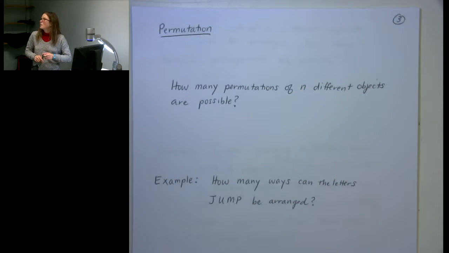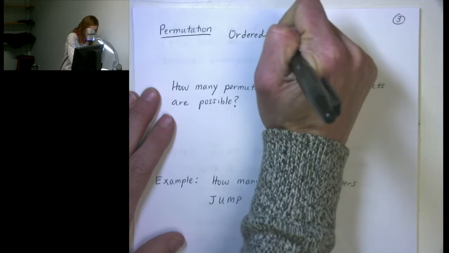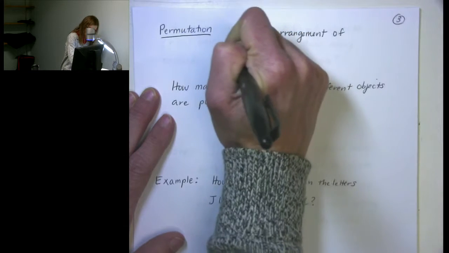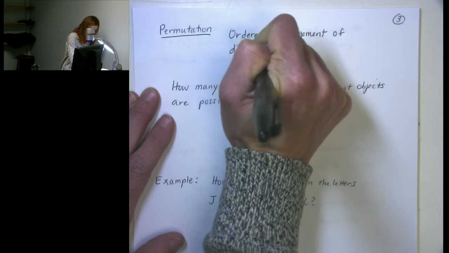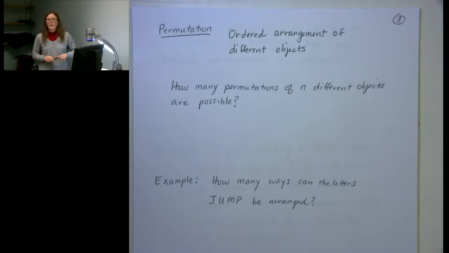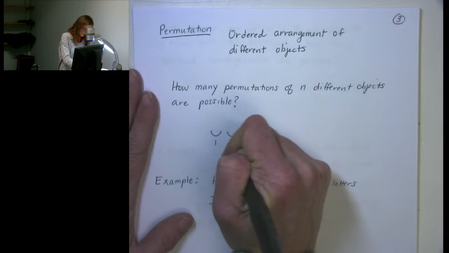So next we're going to start talking about something called permutations. A permutation is just an ordered arrangement of different objects. If we want to figure out how many ways we could arrange n different objects, that would be the number of permutations that are possible. So we've got n objects, so it means we're going to have n slots to put them in.